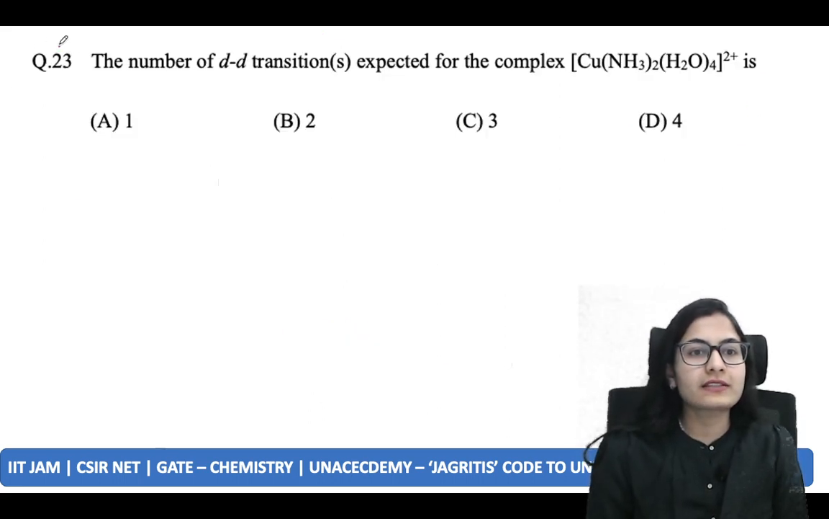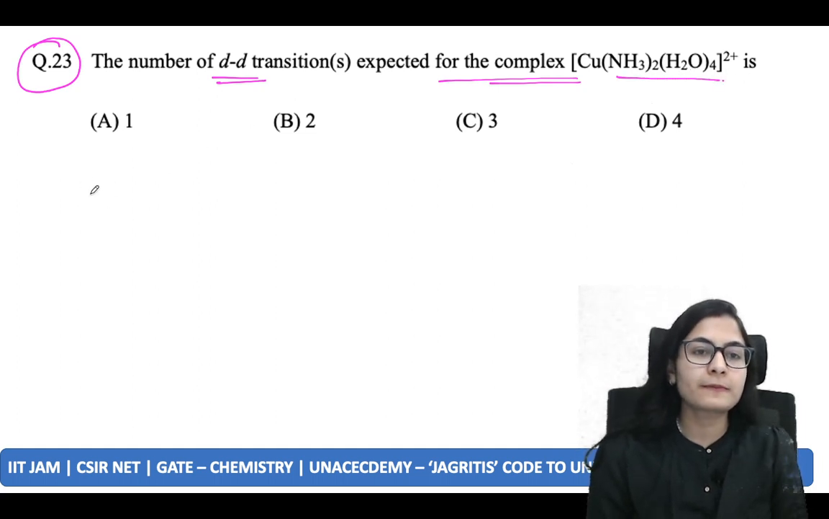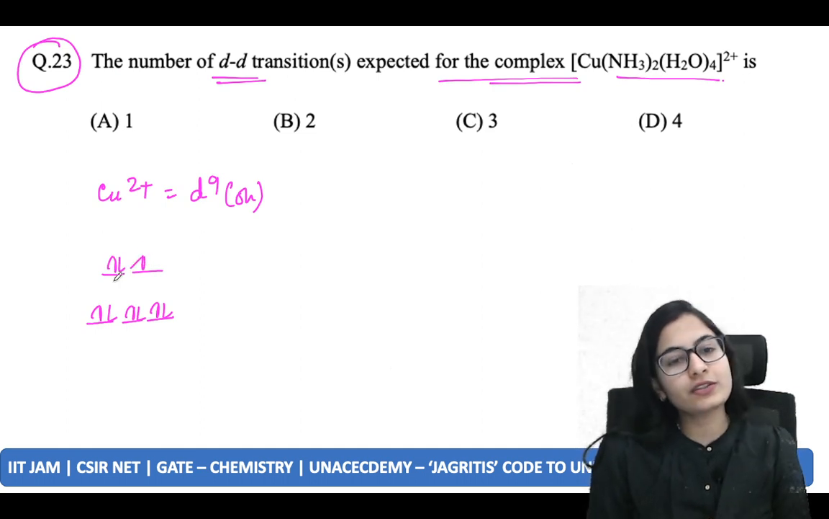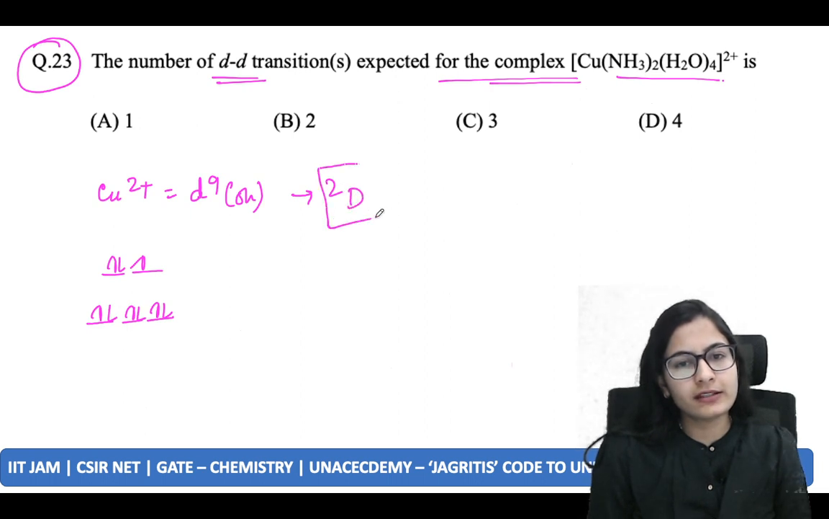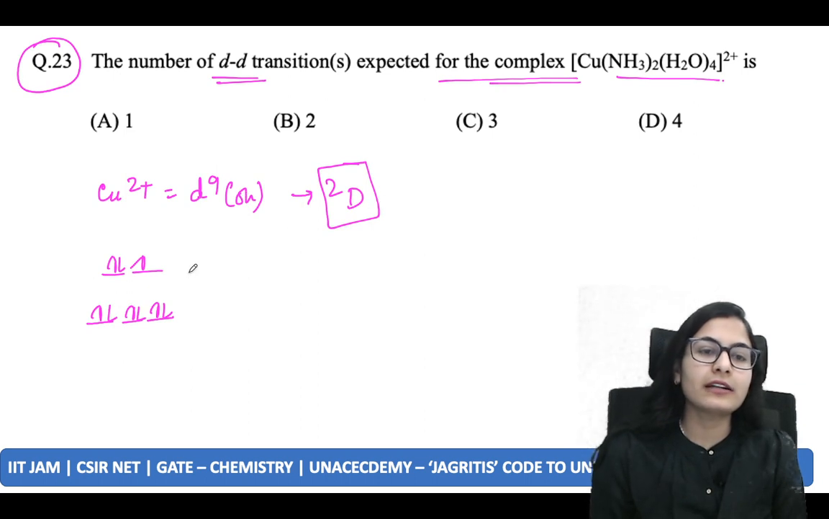Another good question, guys. So basically the number of d-d transitions expected for this complex right over here. So what happens in this complex is, you are having copper 2 plus, so copper 2 plus is your d9 system, and this is octahedral. So this is your d9 system. Now d9 system is going to give you a 2D term, because there is just one unpaired electron, and it is going to give you a D term.